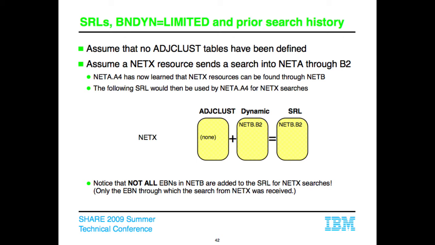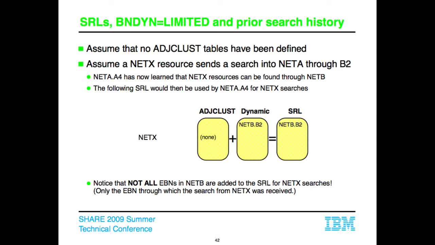Notice he does not put netb.b1 in there. He does not assume that all the B networks can get to netx. He only assumes that the one that the search came in through can get there. If the search came in through both of them, you put them both in here. But right now, we only add entries to that list, that dynamics list, if you will, for searches that actually come in through an adjacent border node.